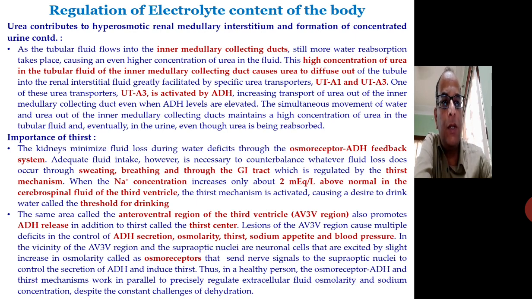Lesion of the AV3V region causes multiple deficits in the control of ADH secretion, osmolarity, thirst, sodium appetite, and blood pressure. In the vicinity of the AV3V region and the supraoptic nuclei are neuronal cells that are excited by slight increase in the osmolarity, called osmoreceptors, that send nerve signals to the supraoptic nuclei to control the secretion of ADH and induce thirst. Thus, in a healthy person, the osmoreceptor, ADH, and the thirst mechanism work in parallel to precisely regulate extracellular fluid osmolarity and sodium concentration despite the constant challenges of dehydration.